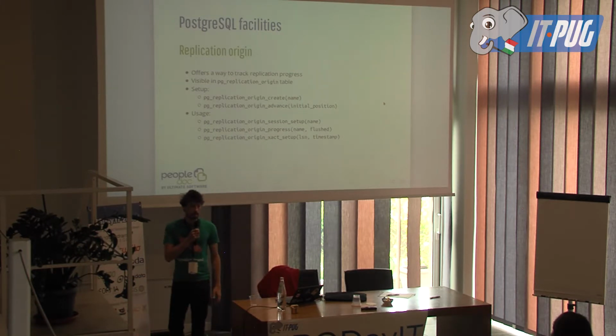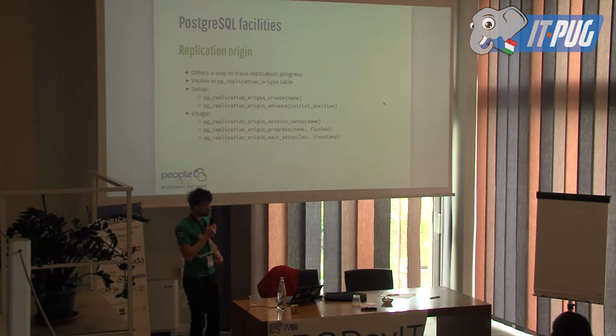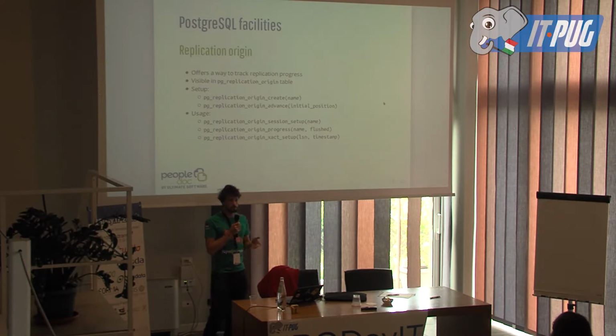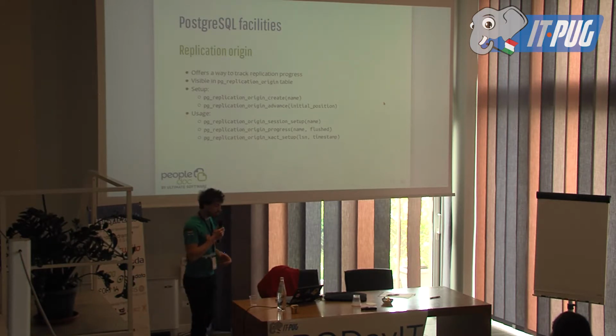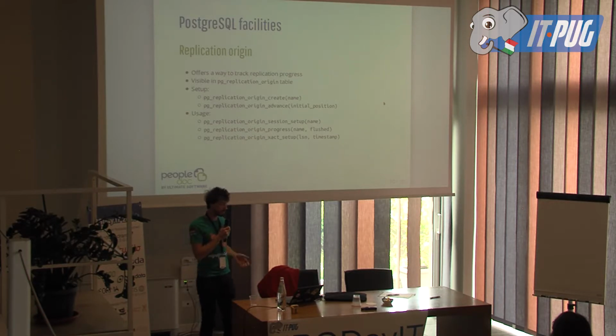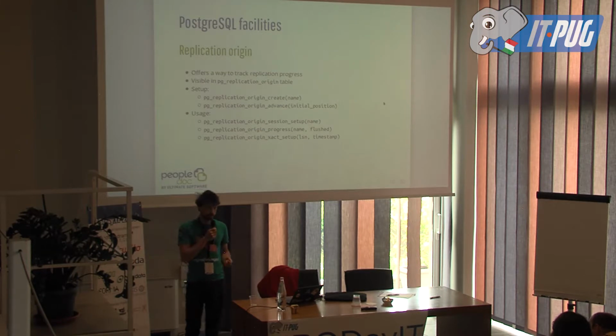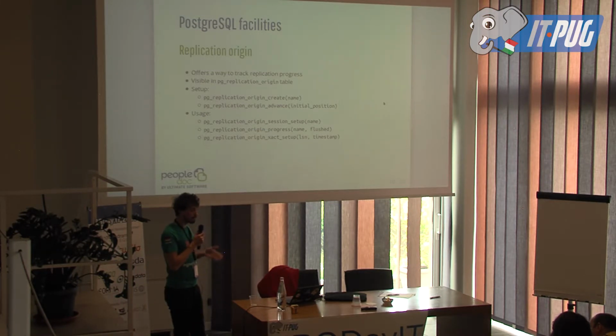The third concept I would like to introduce is the one of a replication origin. This allows you to track replication progress on the target database. You can consult replication origin in the system pg_replication_origin table. And it's quite easy to use. You have to set up the replication origin by first creating it using the appropriately named function pg_replication_origin_create. You give it a name, which must be unique, of course. And then you can advance your replication origin position to the starting position in the LSN on the primary server.